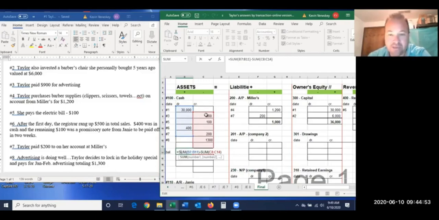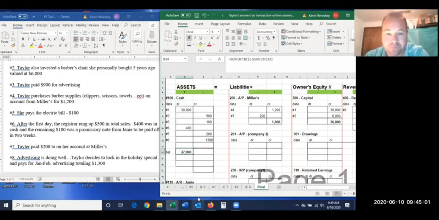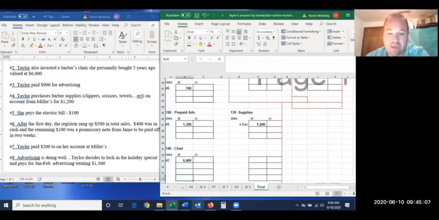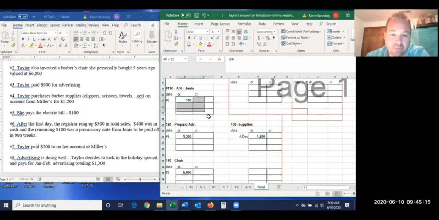And when I do that, I get a balance that says in my cash checking account, I have $27,900. Now, when I come down to the AR and the prepaid and the chair and the supplies, everything else, they all have just one number. There's no need for me to total these up. These are self-explanatory, what the balance is.